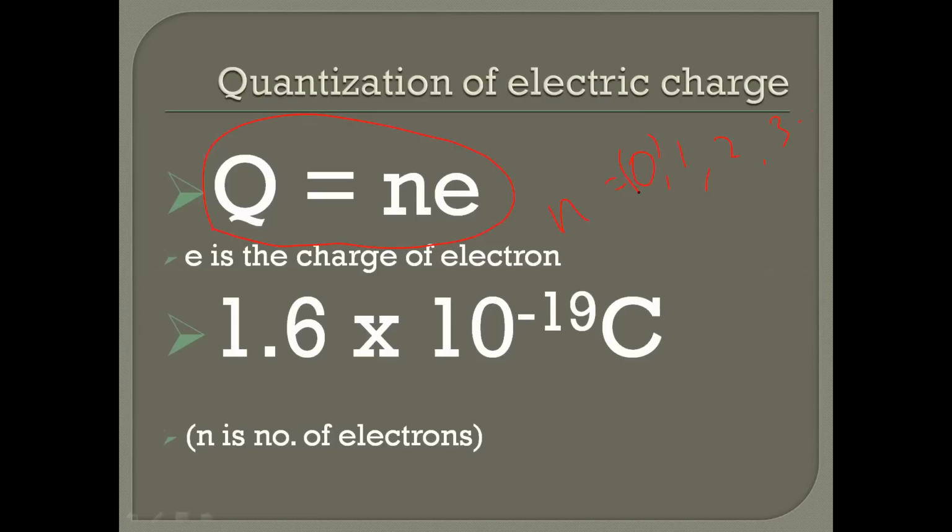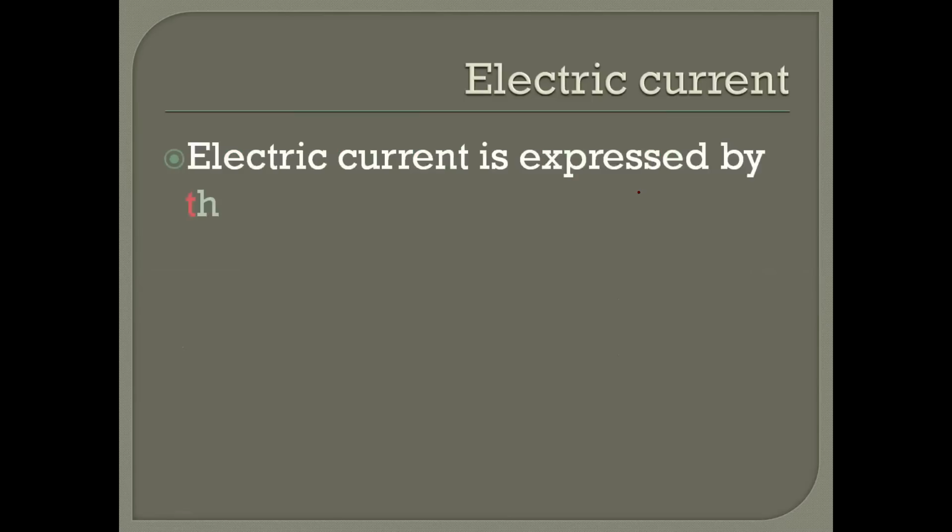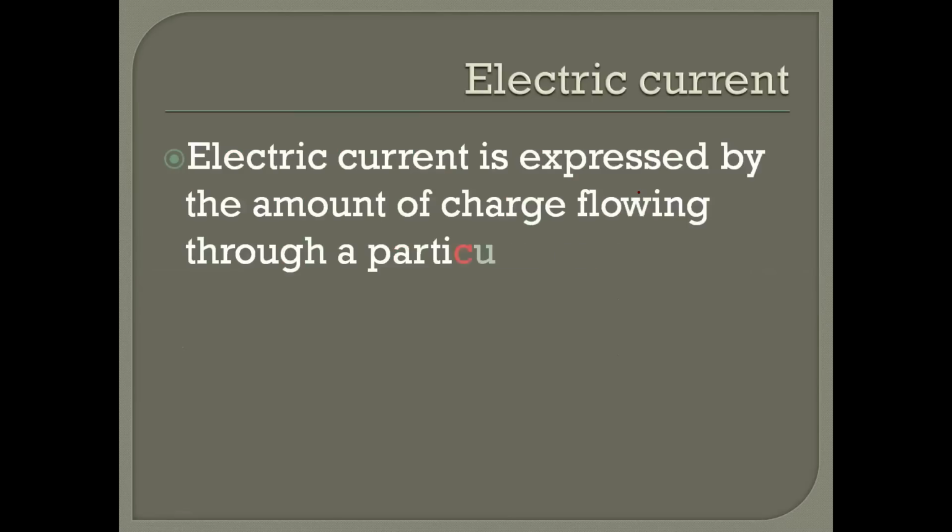So we studied all the important properties of charge. How can you define charge? How can you represent it symbolically? In which unit can you measure charge? And one of the important properties of electric charge is quantization of electric charge, right? Now we are in a position to define what electric current is. Electric current is nothing but the amount of charge flowing through a particular area in unit time. This is how you can define electric current.